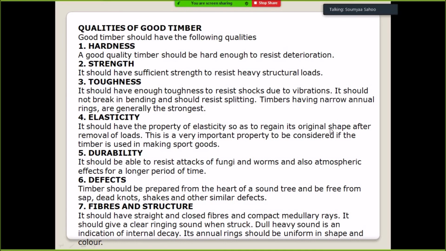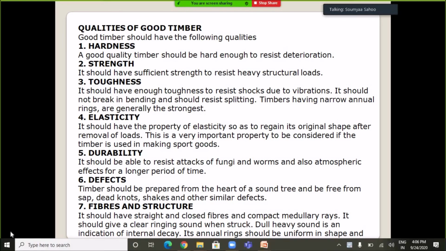Lastly, we are going to discuss the qualities of good timber. Good timber should have the following qualities. First one is hardness. A good quality timber should be hard enough to resist deterioration. Strength. It should have sufficient strength to resist heavy structural loads. Toughness. It should have enough toughness to resist shocks due to vibration. It should not break in bending and should resist splitting. Timbers having narrow annual rings are generally the strongest.